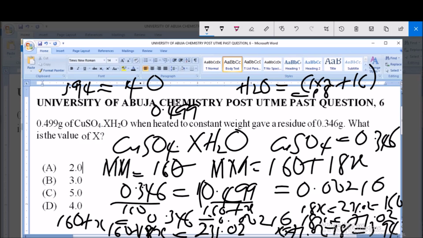So this salt should be CuSO4·4H2O, and this should be the correct chemical formula. So the answer to this particular question is option D.